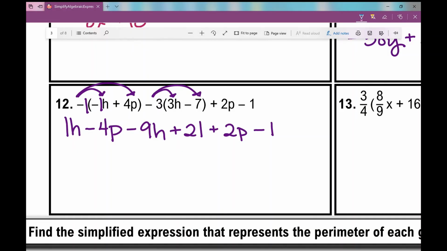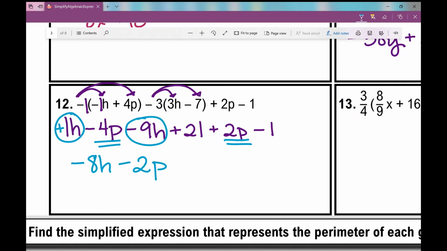So let's combine all the terms that are alike with 1h. Negative 9h, and that's it. So I'm going to combine a positive 1h, which you don't need to write there. It's assumed positive if there's no sign in front. So 1h and negative 9, those combine to make what? Negative 8h. Now let's look at our next variable term. Negative 4p and positive 2p. Those are terms that are alike. When I combine them, negative 4 and positive 2, I get negative 2. Last name stays the same.